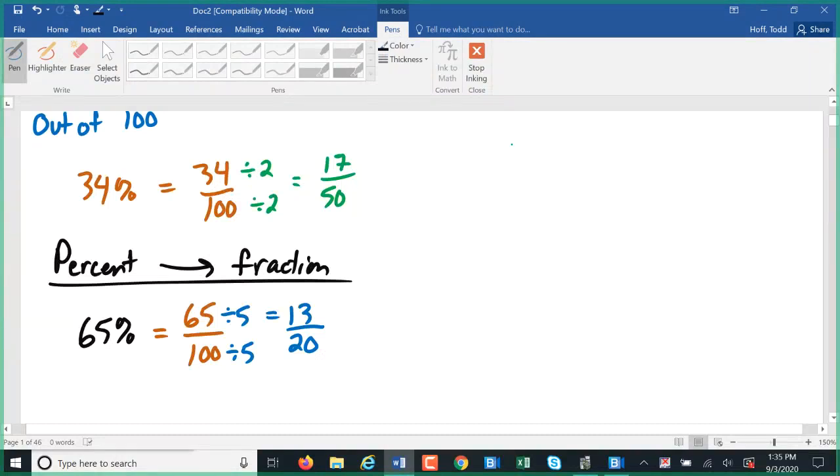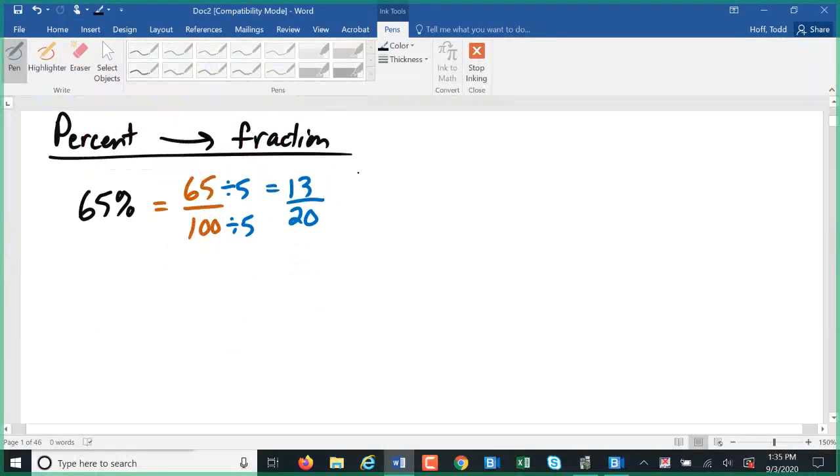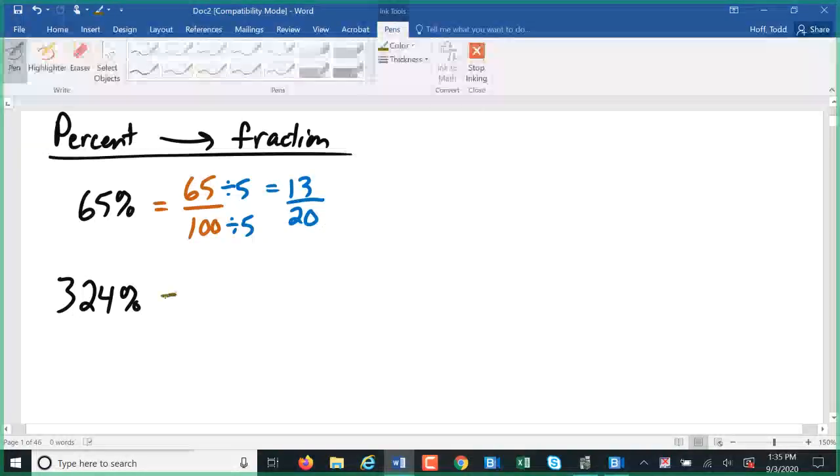Well, not all of our percents are quite that easy to reduce. We can run into something like 324%. Well, again, that still literally means 324 out of 100. Now, one of the first things you might notice here is that that's an improper fraction. The numerator is bigger than the denominator. So we can do 324 divided by 100 and get it into a mixed number.